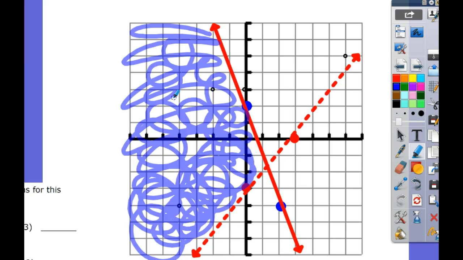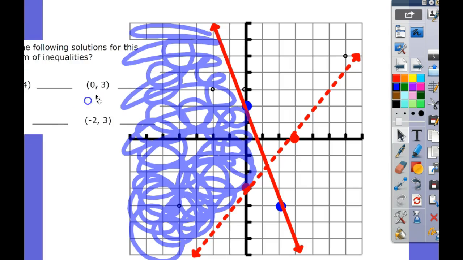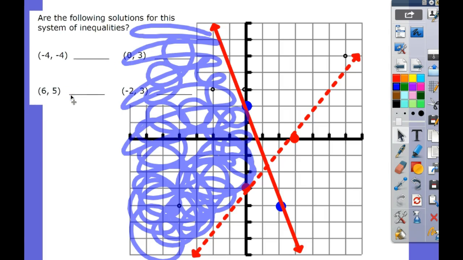All right, let's do this next part very quickly. Your little chart down there is 4 and negative 4 in the colored in solution point. Is 0, 1, 2, 3 in the colored in part? Is 6 and 5 in the colored in part? Is negative 2, 3 in the colored in part?